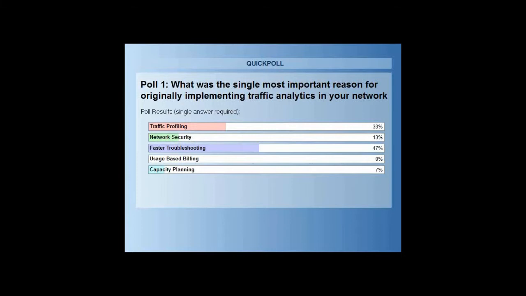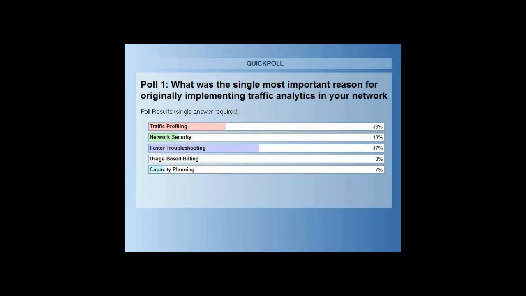So, faster troubleshooting, network profiling, and network security. These are the reasons, but the largest number of users selected faster troubleshooting. That's good. But then I see that nobody has selected usage-based billing. Now that is one more factor which so many of you can actually consider for your network, because you already have a technology in place. Usage-based billing would be a good idea to verify your ISP bills or verify your SLAs.